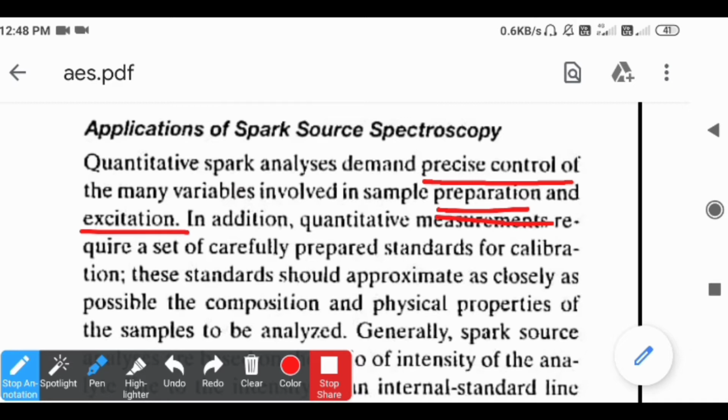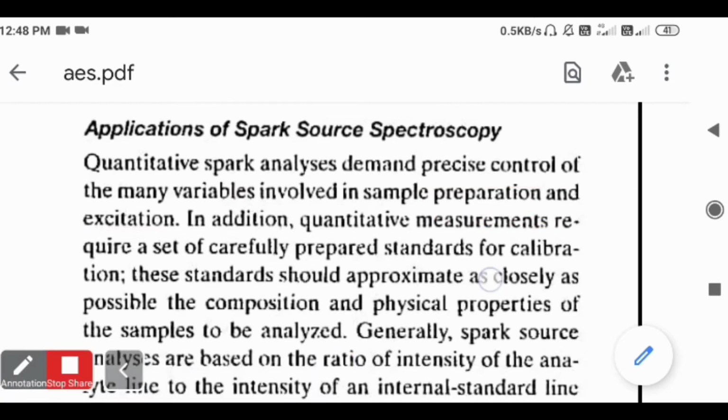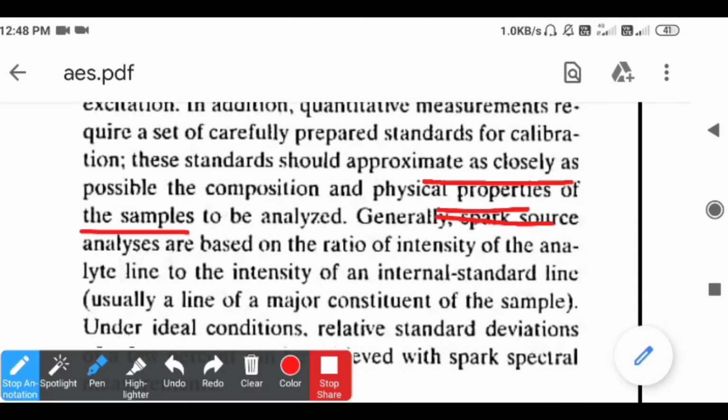So in addition to this, there are other measurements that we should consider for the calibration method. One is the composition and physical properties of the sample which is to be analyzed, which should be known to us. So composition and physical properties should be already known, so that if we want to consider the calibration curve, then we get the precise result.